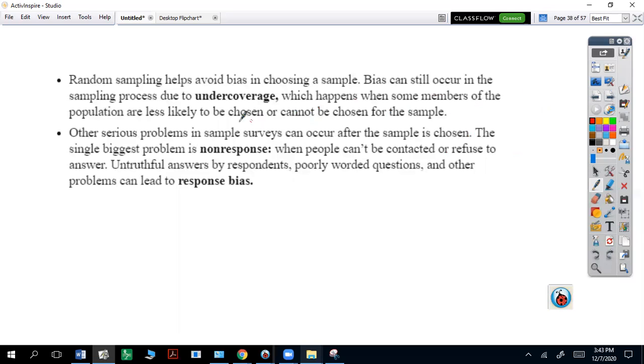Then we have bias. With random sampling, bias can occur if you are undercovering, so if some members of the population are not likely to be chosen. And then non-response is a different bias, when people can't be contacted or refuse to answer. And then you can have response bias, where you have poorly worded questions that lead to answers that give you bias. So that's all about sampling.